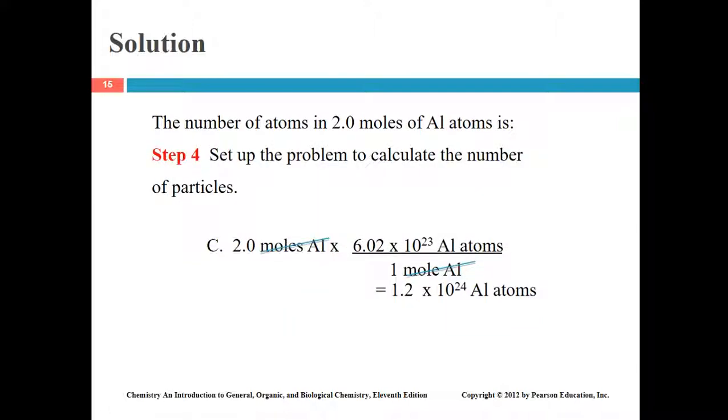So let's see. We start with what was given, the 2.0 moles of aluminum, and we're going to put it over 6.02 times 10 to the 23rd aluminum atoms over 1 mole. Why? So the moles of aluminum cancels out, and the only label that remains is atoms. You do the math, and you should get 1.2 times 10 to the 24th. If you don't, shoot me an email.